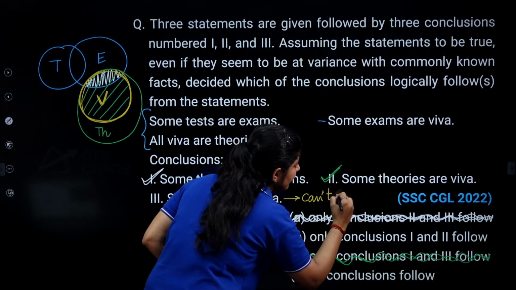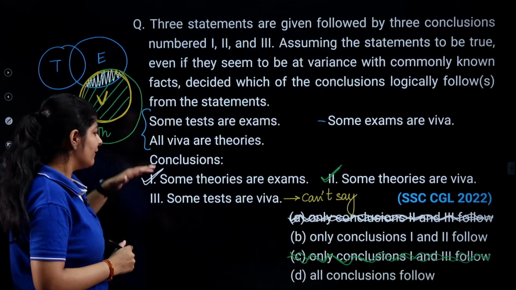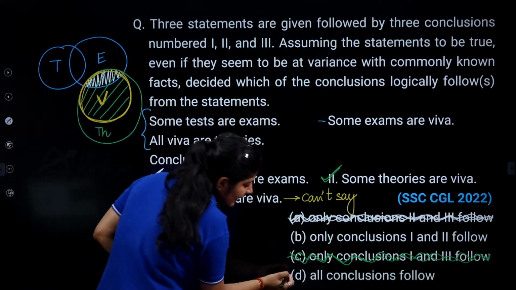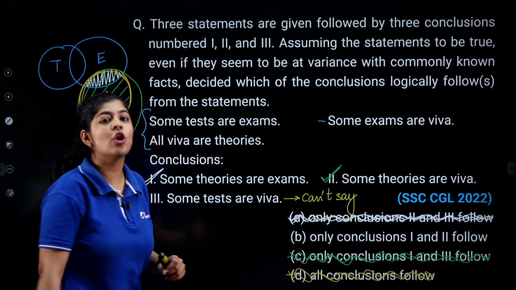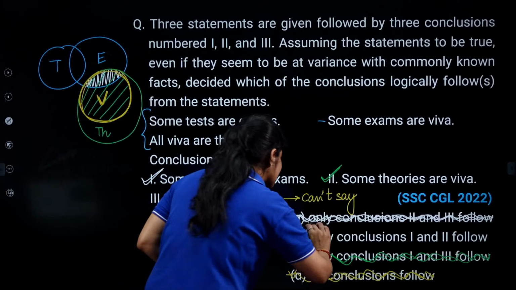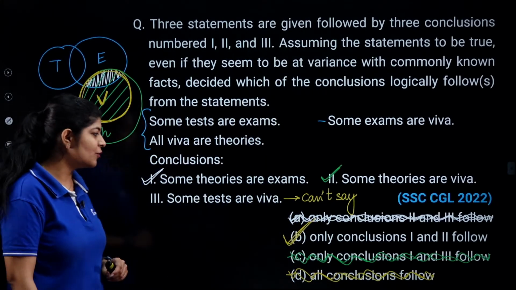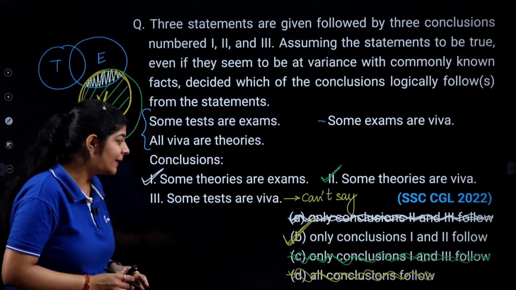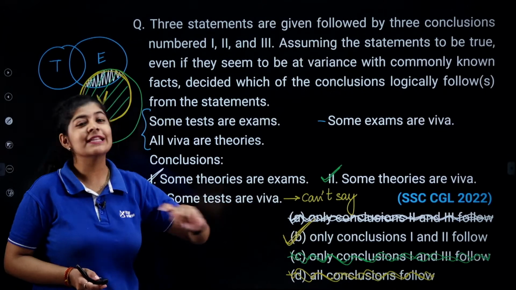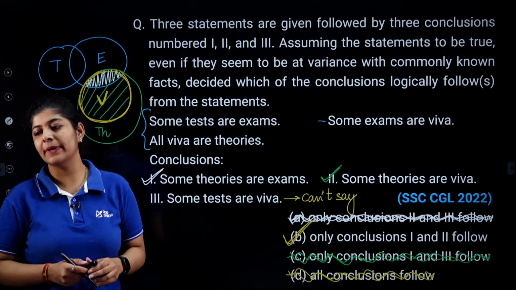So with the help of this one, we can eliminate option D as well, and we are left with just option B. So the correct answer is only first and second follows. Only conclusions first and second follow. Very good. So the correct answer over here is option B.